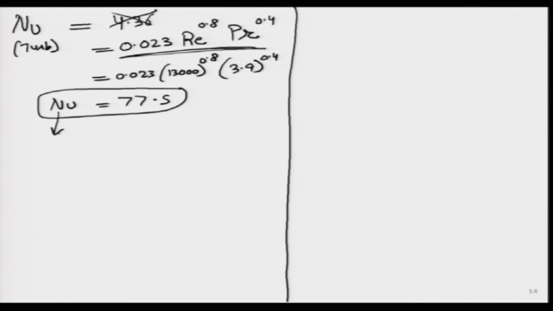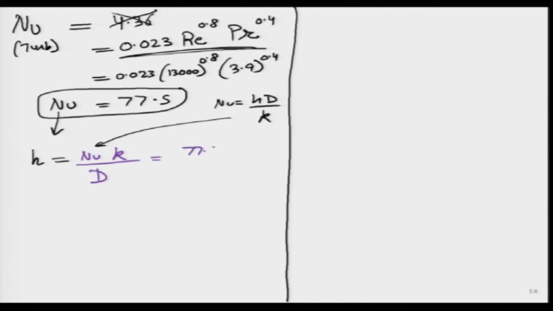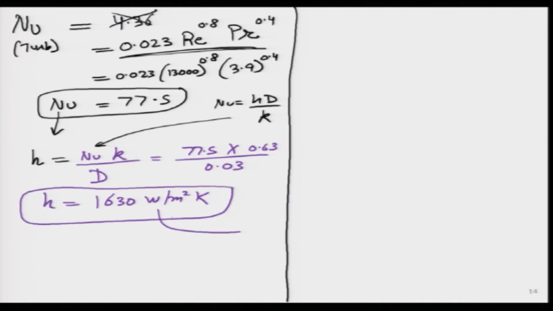From this, how can I calculate the value of h? I can recall Nusselt for a tube was simply h d by k, which means using this, h turns out to have a very simple value. It is Nusselt multiplied by thermal conductivity of water divided by D. So, 75.5, thermal conductivity of water, very low value 0.63, diameter is very small. If I have a calculator, I can calculate, it turns out to be a very large value, not bad. So, in forced convection, we are able to get large values.